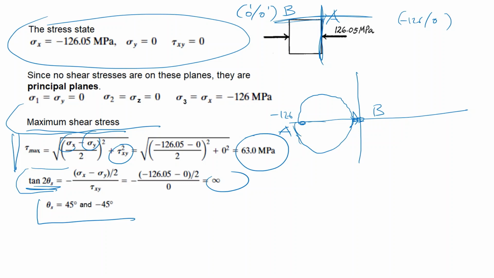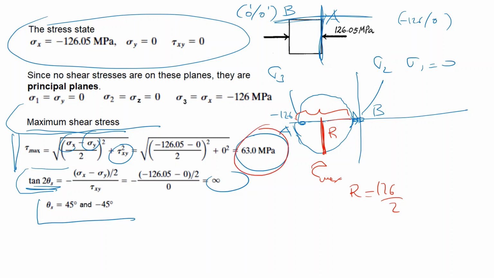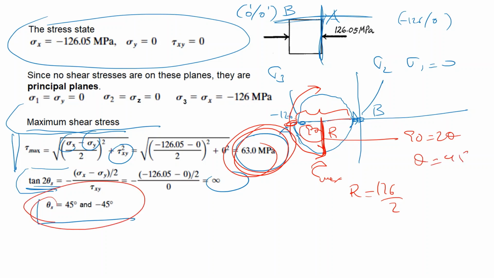Okay, well, this goes through the origin, and as you see, your sigma 3 is minus 126, and that is your sigma 2, and sigma 1 is also 0, and you can determine also the tau max as the radius, which is 126 divided by 2. This length divided by 2 is the radius, and as you see, it's 63. And the angle from the reference point, from this point to the maximum shear stress point, is 90 degrees. So 90 degrees is 2 theta, and theta is 45, as we have found with the help of a formula.